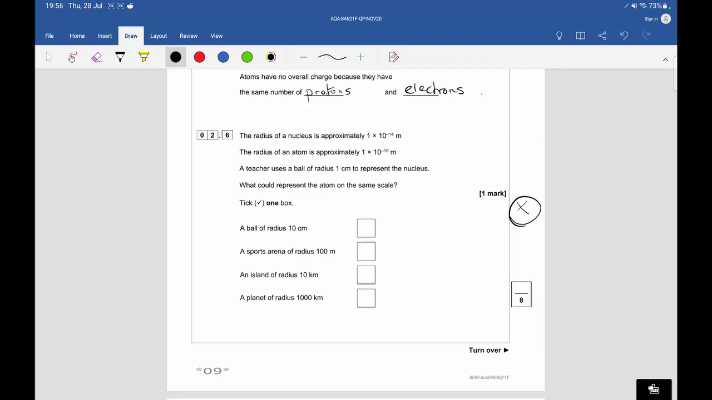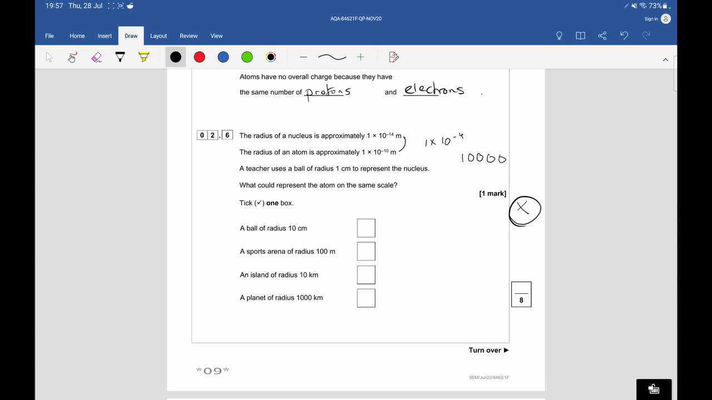In this question, it says the radius of a nucleus is approximately 1 times 10 to the power of minus 14. The radius of an atom is approximately 1 times 10 to the power of minus 10. A teacher uses a ball of radius 1 centimeter to represent the nucleus. What could represent the atom on the same scale? So we're going to look really here at the difference between these two, and we can see there's a difference of 1 times 10 to the power of minus 4, or about 10,000 times the difference between these two.